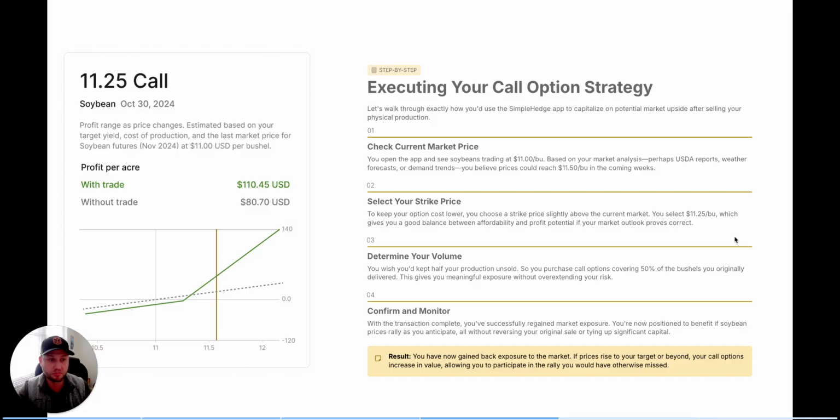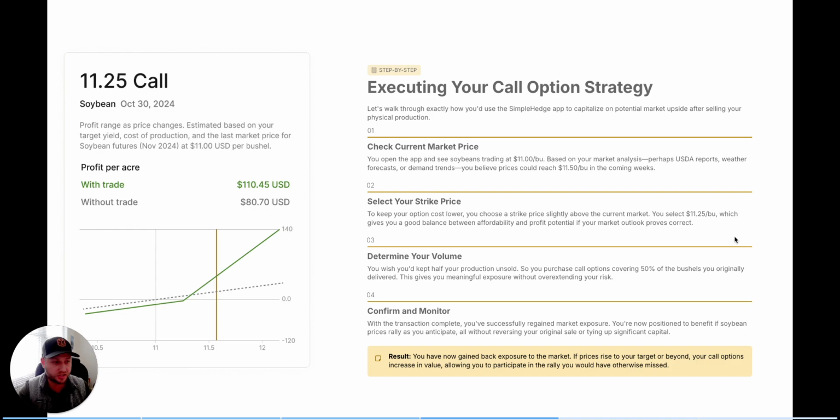So this will give you the meaningful exposure without overextending your risk, if you think about it like that. So you hit select, you trade the call option, boom, you've regained exposure back to the market. So you're now positioned to benefit if soybeans rally as you're anticipating, and this is all without having to reverse your sale or tying up really significant capital. So you've gained that exposure back to the market.